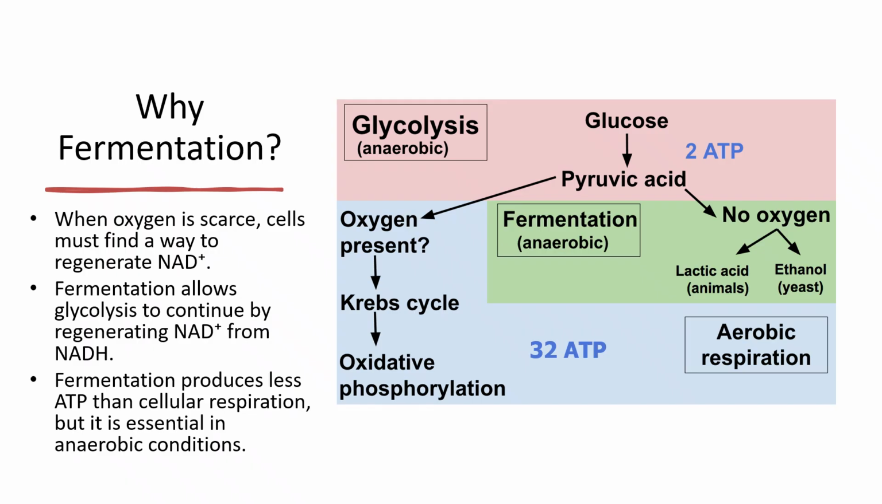Imagine running up a hill and suddenly your muscles burn. You're trying to catch your breath. That's fermentation at work. When oxygen runs low, cells still need to make ATP. Glycolysis can do that, but it needs NAD+. Fermentation helps regenerate NAD+ from NADH, so glycolysis can continue. It's not efficient, just 2 ATP per glucose, but it keeps energy flowing during an oxygen crisis.